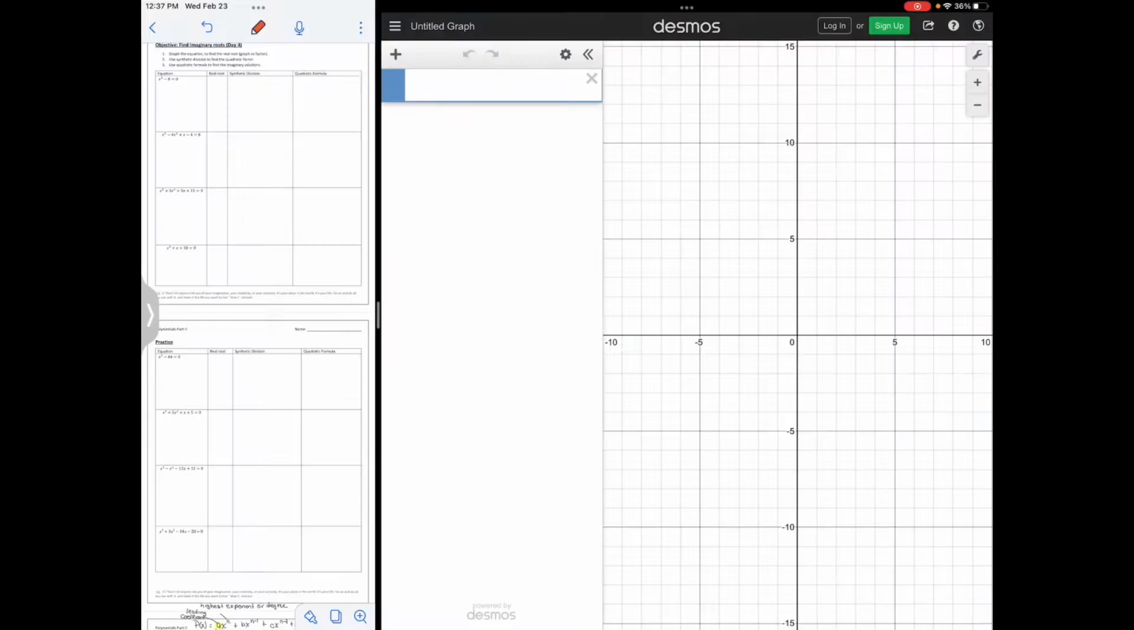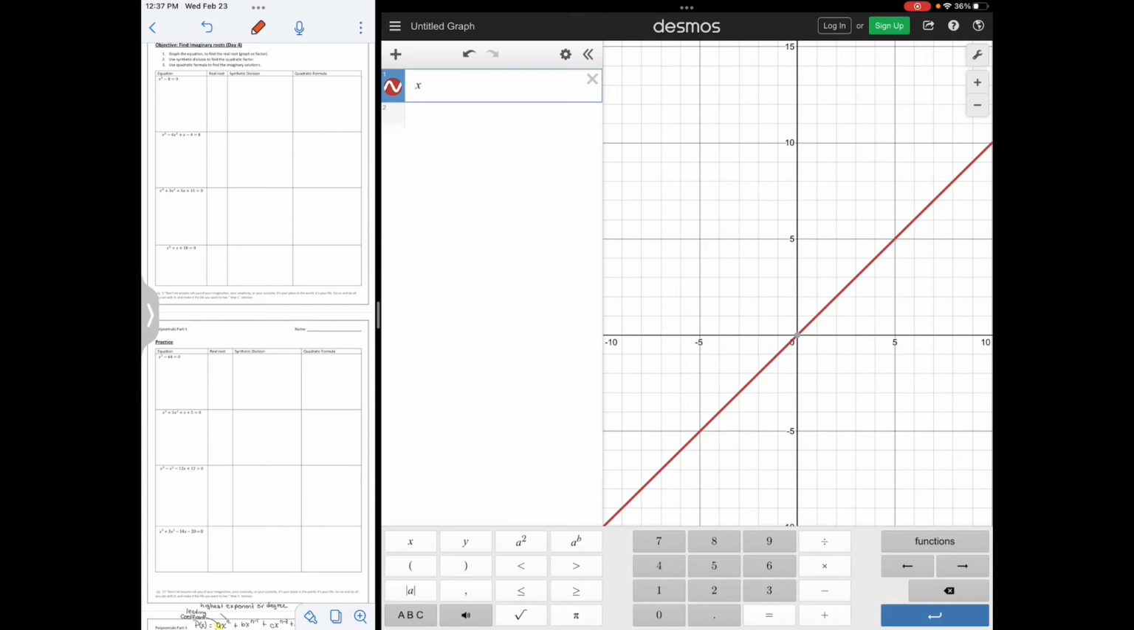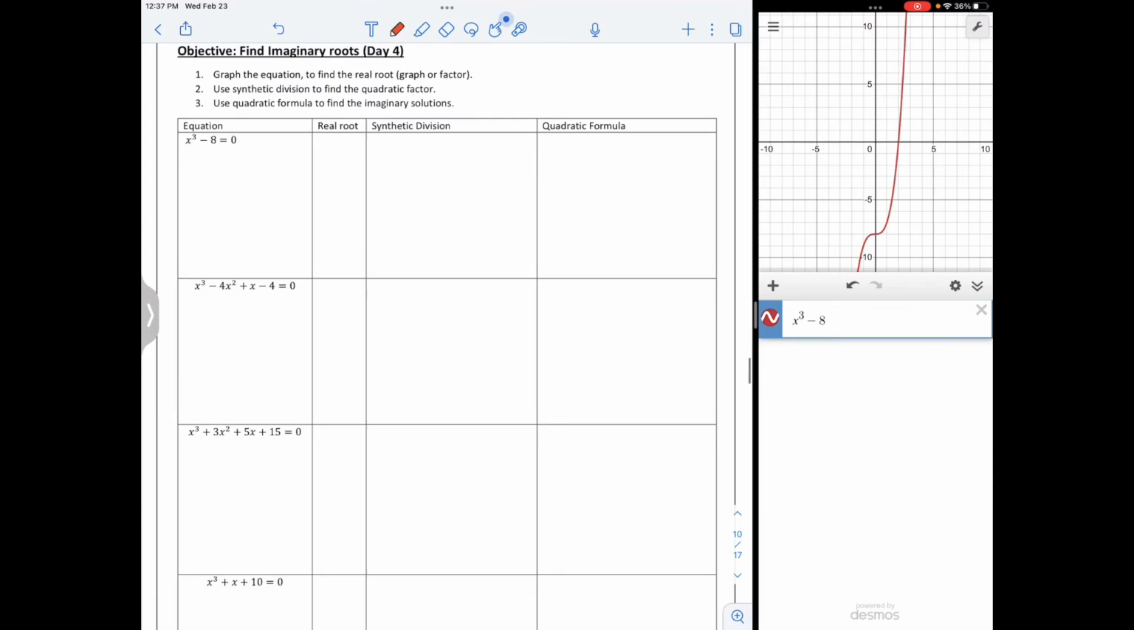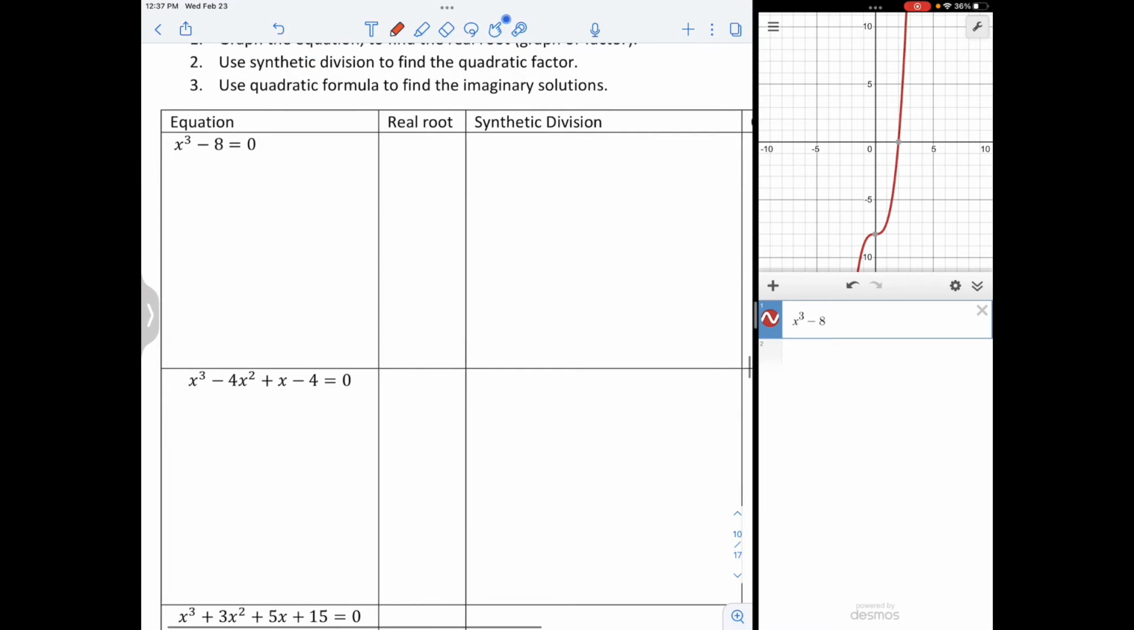So what we're going to do is graph x cubed minus 8, and see what roots I can find from that. So x cubed minus 8, and I see that I have a solution at 2. Okay? So I have a solution at 2. So what that means, I have one real root, and it is at 2. So I have a real root at 2, which means that x minus 2 is a factor.